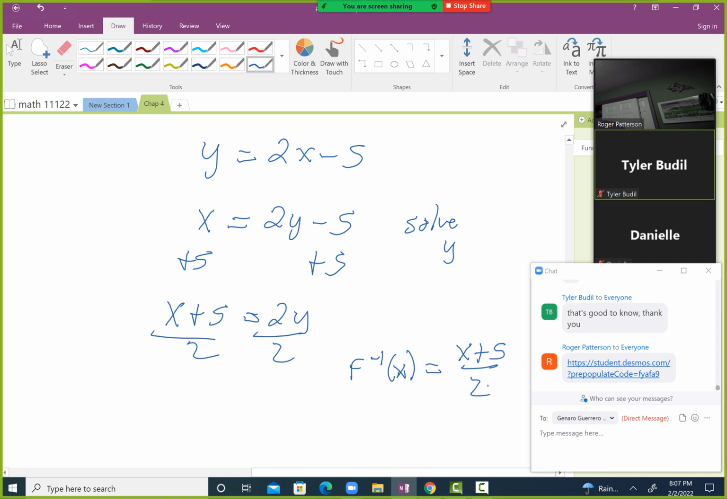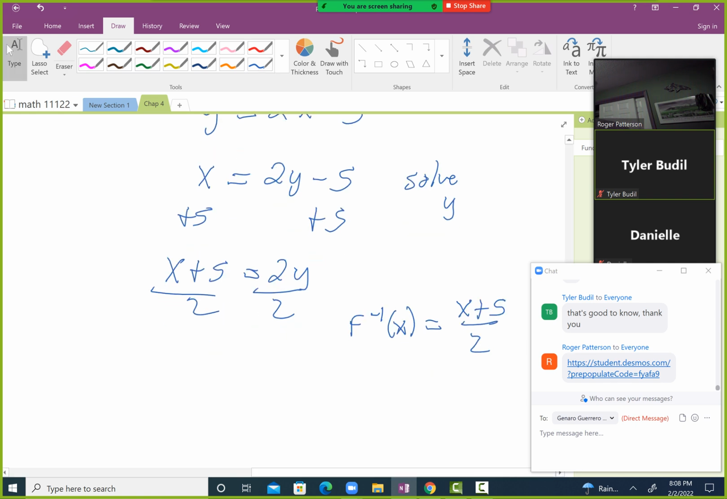So you use these ideas from that little GeoGebra diagram. The x's and the y's flip. You set it equal to y, flip the x's and y's, solve for y. It works every single time. There's another way of doing it, but this way is the best way.